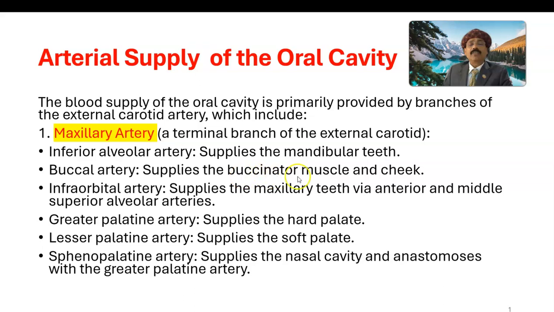Buccal artery supplies the buccinator muscle and cheek. Infraorbital artery, all are branches of the maxillary artery, supplies the maxillary teeth via the anterior and middle superior alveolar arteries. Greater palatine artery supplies the hard palate. Lesser palatine artery supplies the soft palate. Sphenopalatine artery supplies the nasal cavity and anastomoses with the greater palatine artery via the incisive foramen.